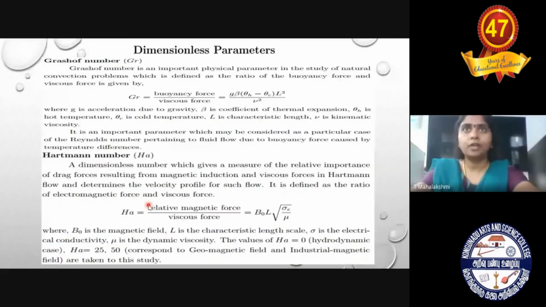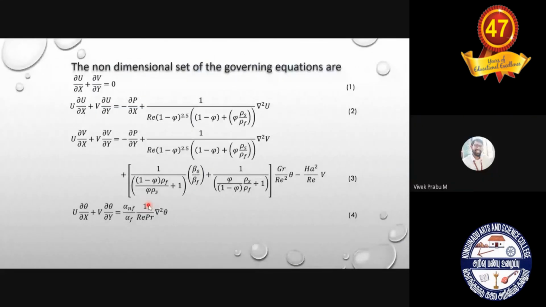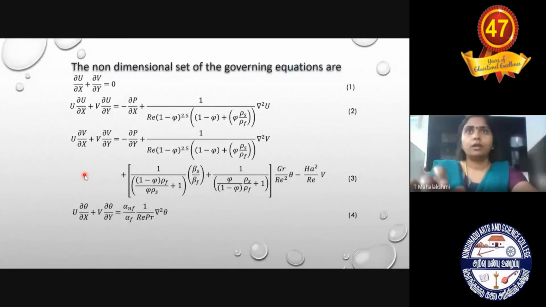I got your question, sir. I am trying to get the governing equation page. Okay, see, in this set of non-dimensional governing equations, you can see this is the source term. This term represents the source we are considering. The magnetic field source is considered here. So Ha squared by Re, this term represents the source term that we consider in our problem.